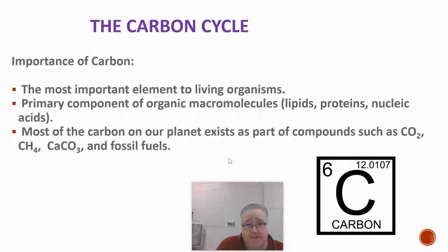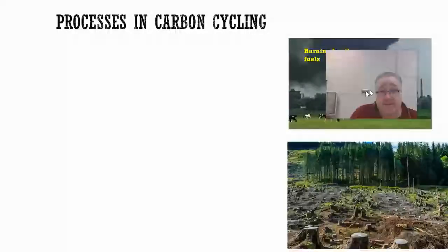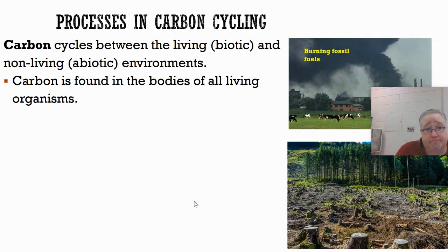Most of the time, carbon just doesn't exist by itself. It exists as things like carbon dioxide gas, methane gas, which are all greenhouse gases, calcium carbonate, which is in the oceans, fossil fuels, things like natural gas, oil, coal. These are all things that we use as energy resources. But again, they're all made primarily of carbon. Processes in the carbon cycle.